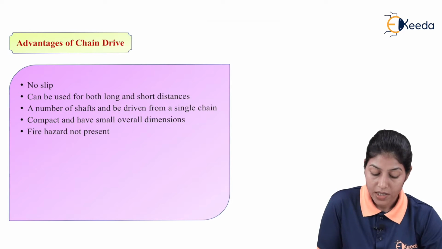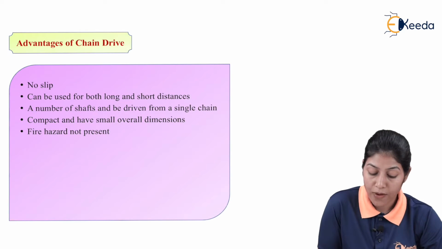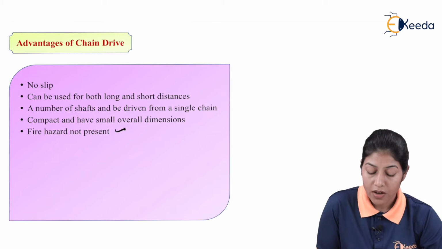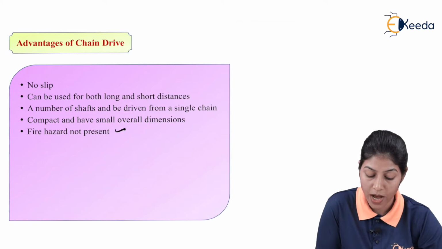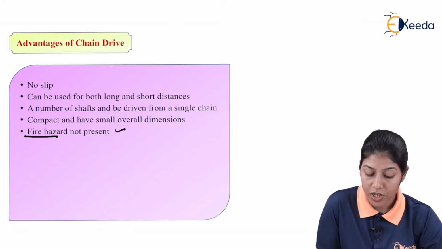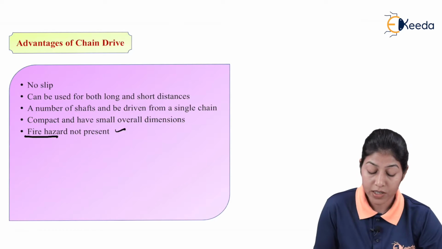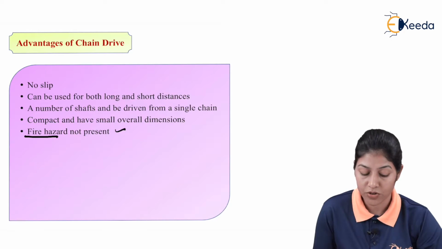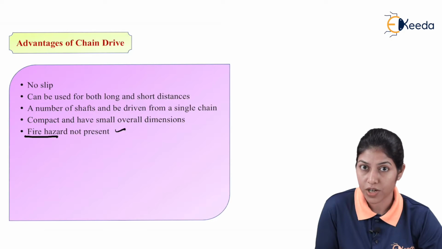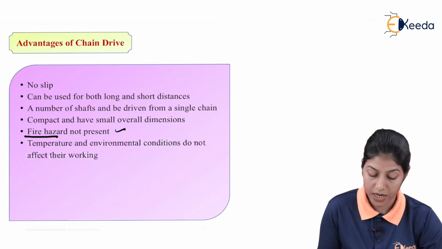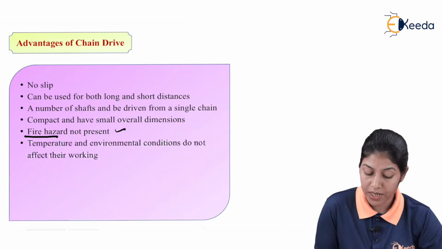The next advantage is that it is fireproof. Fire hazards are not present. During increased temperature, belt drive is not preferable, and rope drive is made of different types of fiber, so it is not fireproof. But chain drive is made of different types of metal, and it is stronger than rope drive as well as belt drive, so fire hazards are not present in the chain drive. So this is another advantage. And temperature and environmental conditions do not affect its working.